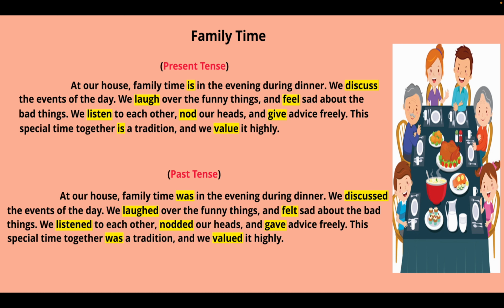Now, let's convert all those verbs into past tense and see how the story looks. At our house, family time was in the evening during dinner. We discussed the events of the day. We laughed over the funny things and felt sad about the bad things. We listened to each other, nodded our heads, and gave advice freely. This special time together was a tradition and we valued it highly.